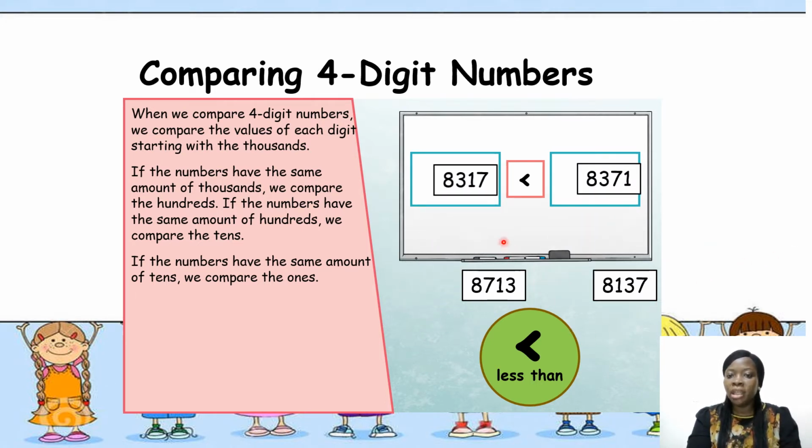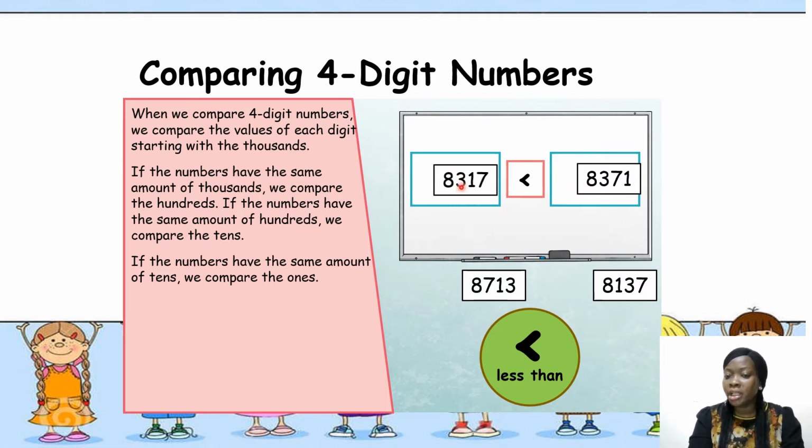Let's compare 8,317 and 8,371. As you can see, we have the less than sign here. Why? We started with comparing the thousands place. The first number has 8,000, the second number has 8,000. So with this, we don't know which is greater and which is lesser. Now let's compare the hundreds.